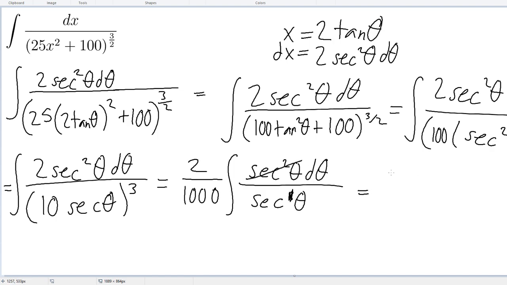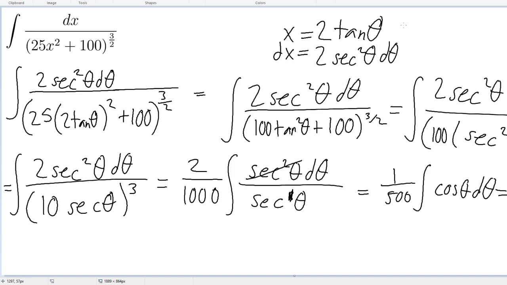So this is like 1 over 500, and then cosine theta d theta. Cool, it's a simple integral. This is just integrated: this is sine theta over 500.